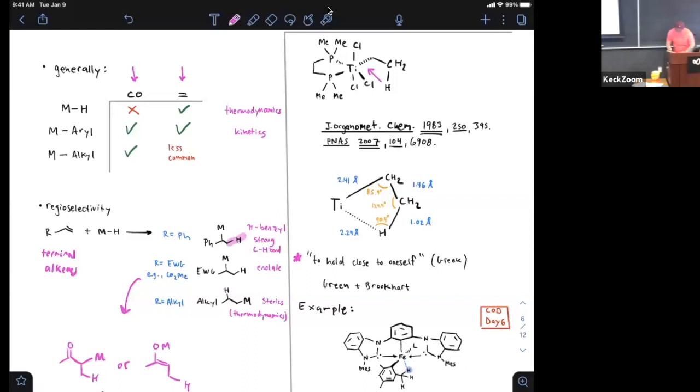I think the story goes that Malcolm Green and Maurice Brookhart were discussing this observation over dinner. And remember, this is at Oxford. So you have these somewhat unusual dinners where everyone's dressed up in capes like out of Harry Potter, sitting around a table, scholars from all different fields. And a Greek scholar recommended this term, agostic, from Greek, which means to hold close to oneself, as in a shield. So that's the origin of this now famous term in organometallic chemistry.